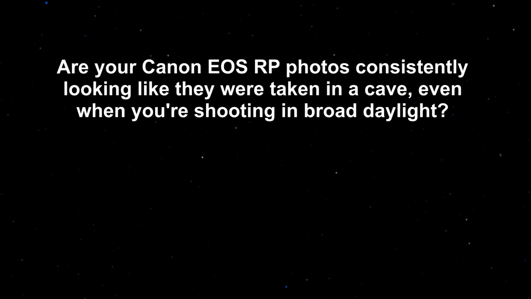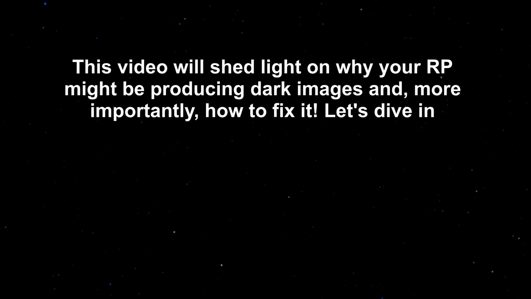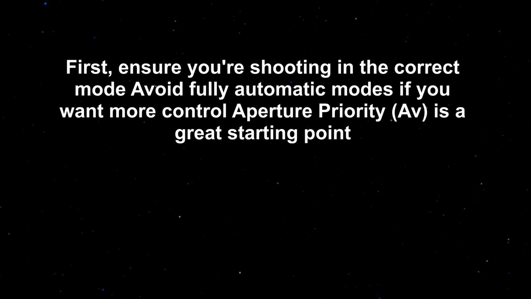Are your Canon EOS RP photos consistently looking like they were taken in a cave, even when you're shooting in broad daylight? This video will shed light on why your RP might be producing dark images and, more importantly, how to fix it. Let's dive in. First, ensure you're shooting in the correct mode.